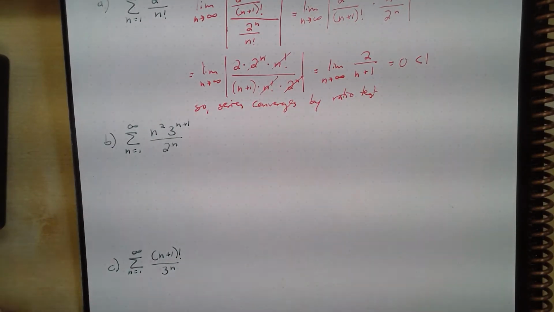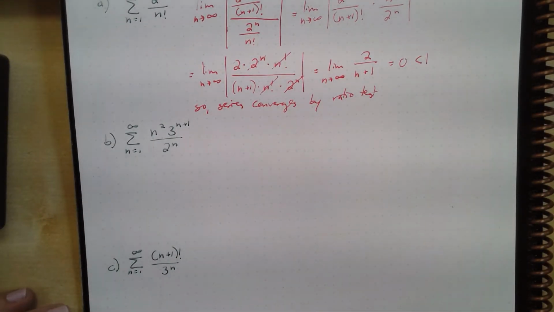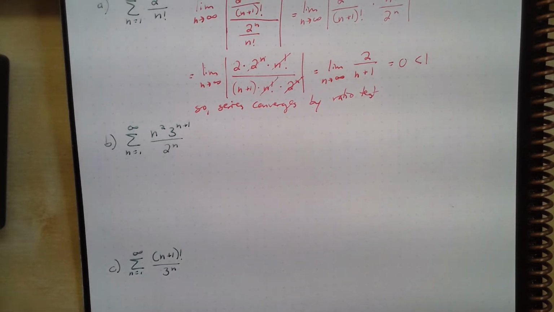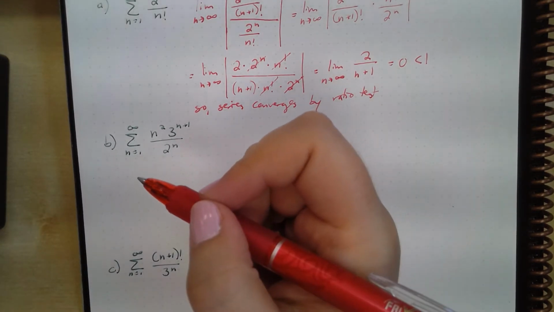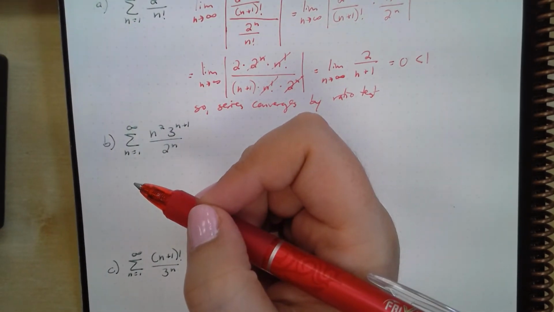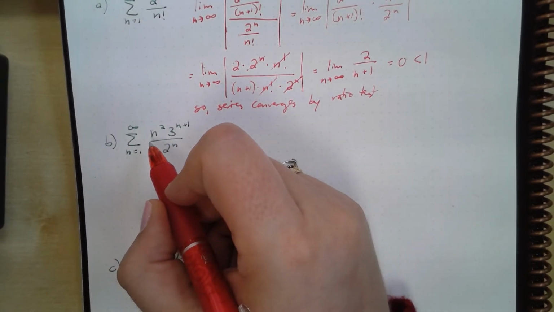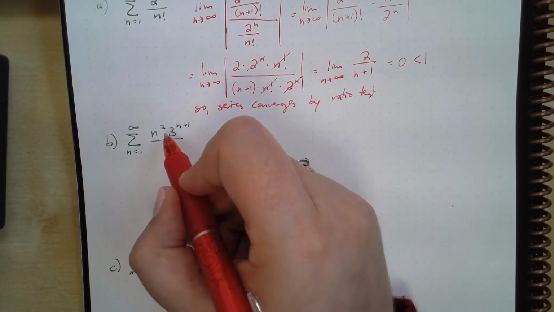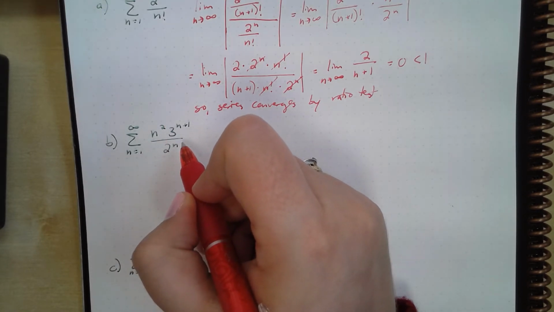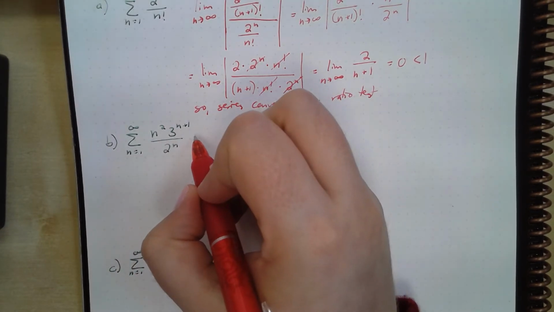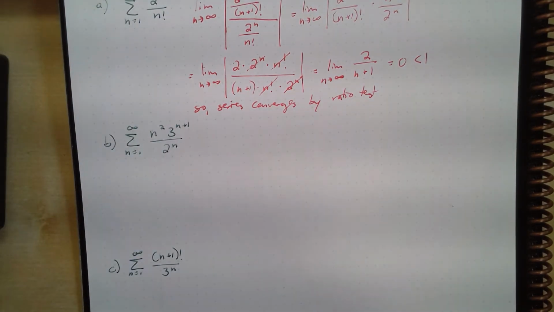There's a lot of algebra involved. So let's do letter B. The sum from 1 to infinity of n squared times 3 to the n plus 1 over 2 to the n. If I use the nth term test for divergence, I don't really get anything. Actually, wait a minute here. What do I get? If I do the nth term test, I would get n squared times 3 to the n plus 1 over 2 to the n. That would go to infinity, so actually it would diverge by the nth term test, but let's do the ratio test anyway.